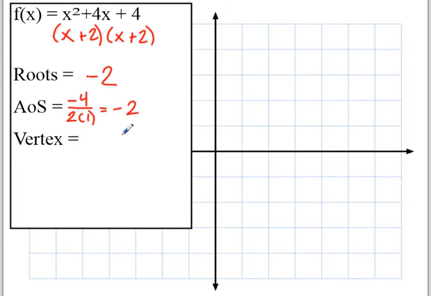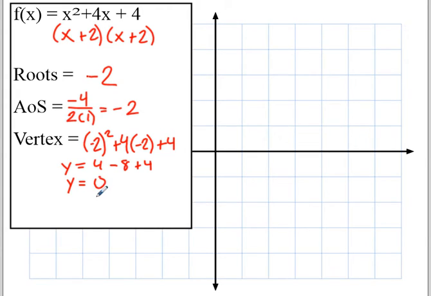Our vertex is found by taking this number and plugging it back into our original. Negative 2 squared plus 4 times negative 2 plus 4 gives me 4 minus 8 plus 4. So my answer to this, which of course is a y, since I'm plugging a negative 2 into x, is 0. So the vertex is found at negative 2 for x and 0 for y.